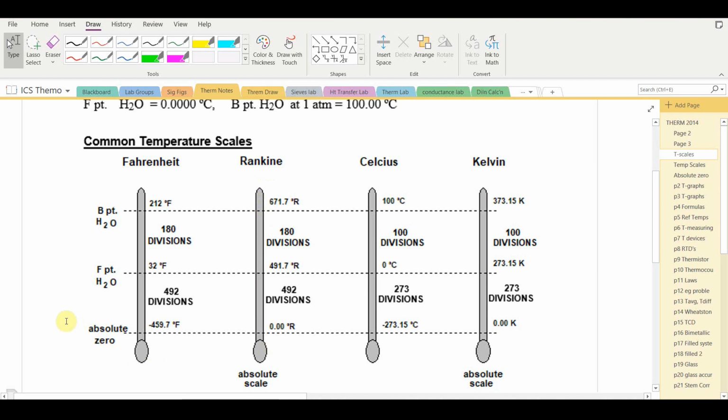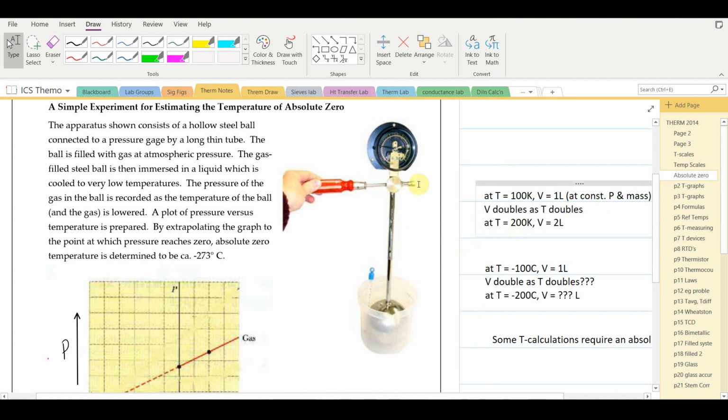And 3 important temperatures on these scales are the boiling point of water, the freezing point of water, and absolute zero. And as you're no doubt aware, absolute zero is a temperature at which molecular motion appears to stop. It's the coldest attainable temperature. So I have on the next page an illustration of how absolute zero can be easily measured in the lab. Now this page is not in your notes, so please just follow along.